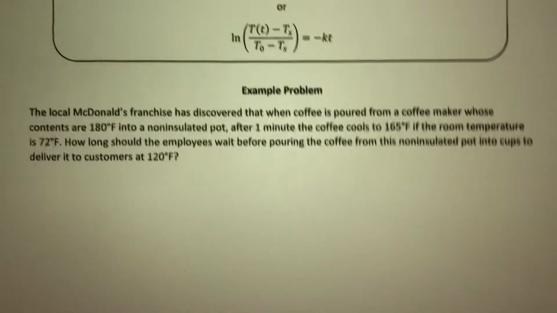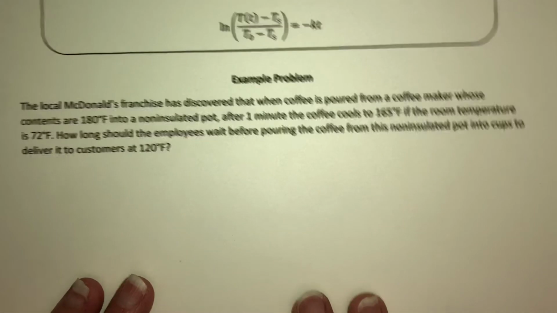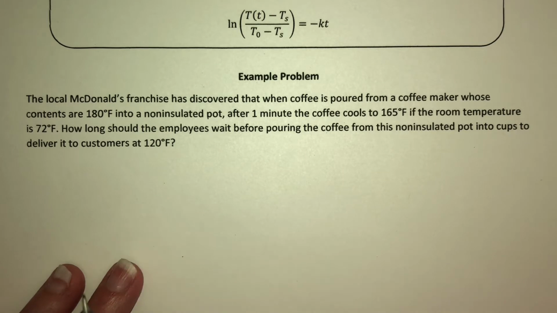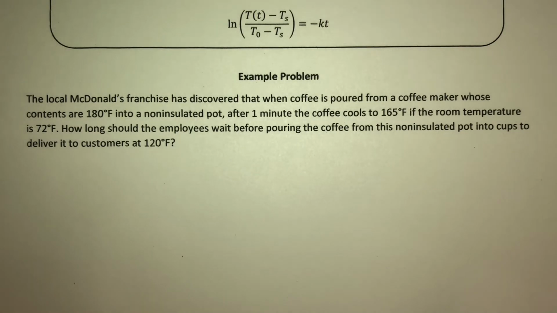Okay, so let's just look at this problem. The local McDonald's franchise has discovered that when coffee is poured from a coffee maker whose contents are 180 degrees Fahrenheit into a non-insulated pot, after 1 minute, the coffee cools to 165 degrees Fahrenheit if the room is 72 degrees. How long should the employees wait before pouring the coffee from this non-insulated pot into cups so that they can deliver it to customers at 120 degrees Fahrenheit?